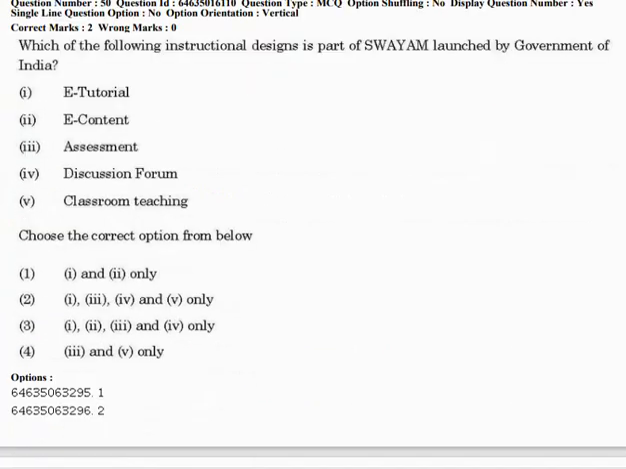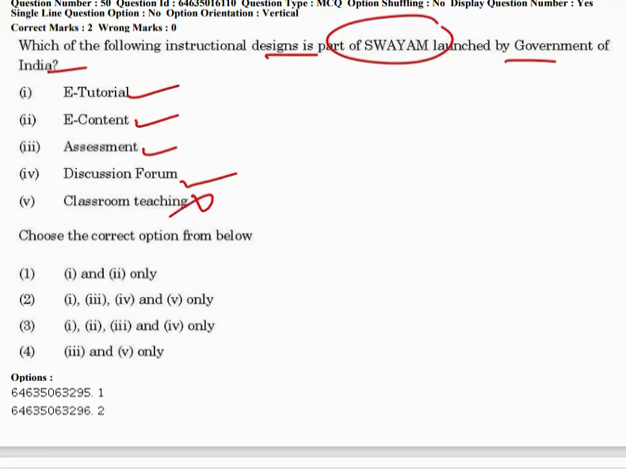50. Which of the following instructional design is part of SWAYAM launched by Government of India? तो e-tutorial है, e-content है, assessment है, discussion forum है, classroom teaching नहीं है. स्वयं के लिए answer होगा 3.